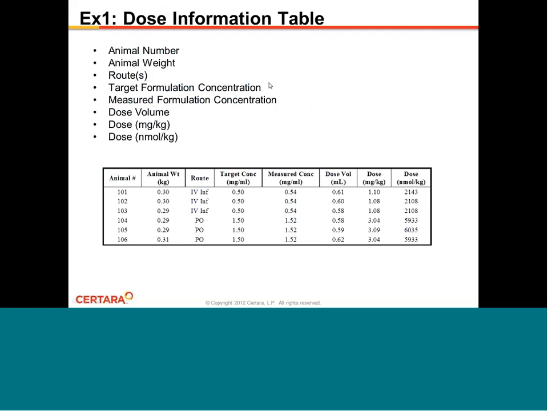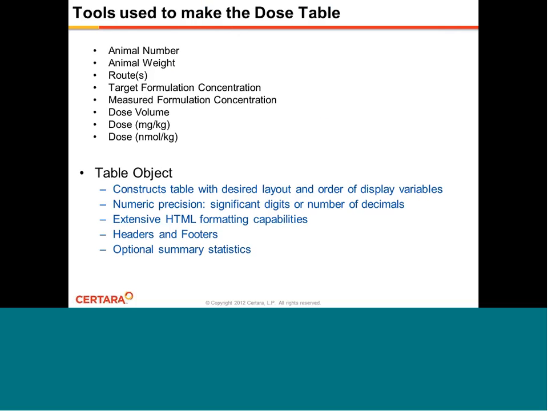The second standard output is the dose information table. And this includes the animal ID, the body weight of the animal, route or routes of administration, the target and measured formulation concentration, dose volume, and then the dose represented in mass volume as well as in molar. So in this case, the dose is weight normalized and also represented in the molar concentrations.